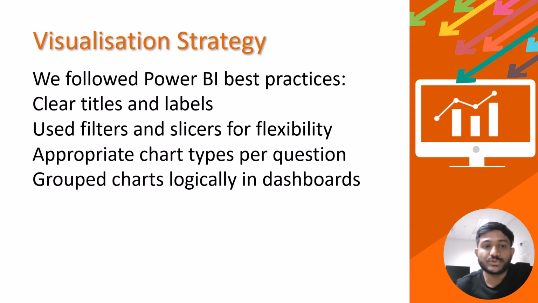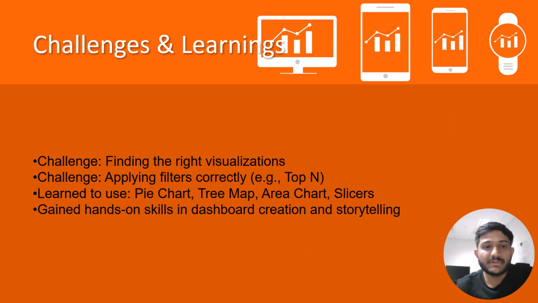We chose visuals carefully based on the type of data. Bar and column charts worked well for comparisons, pie charts for category breakdowns, and line graphs for trends. We also used slicers to allow users to interact with the data and filter by year, city, and product category. We faced some challenges like deciding when to use max or sum, formatting visuals, and applying filters like top N. However, through practice, we learned how to use Power BI more effectively and improved our understanding of data visualization and dashboard design.